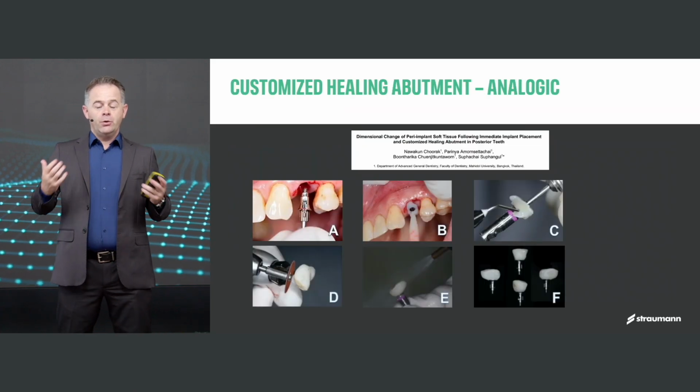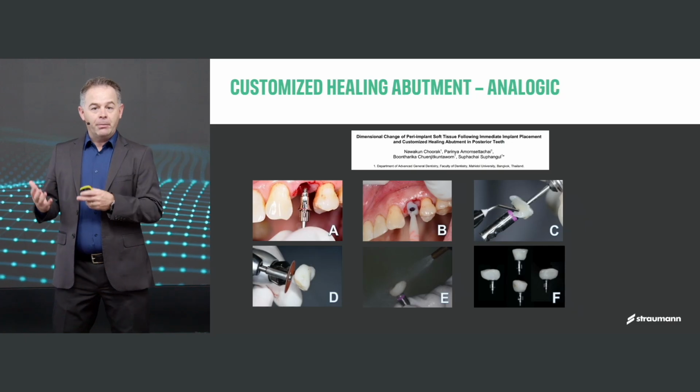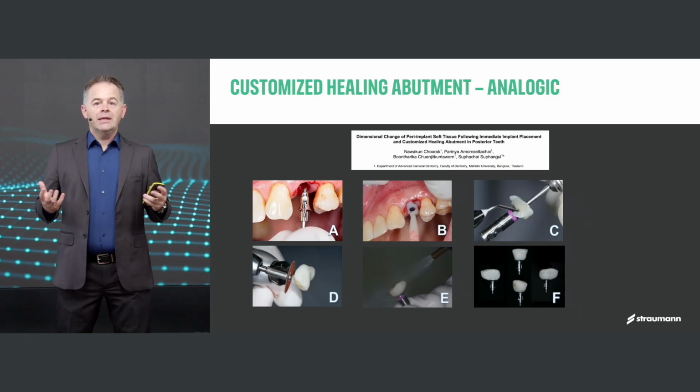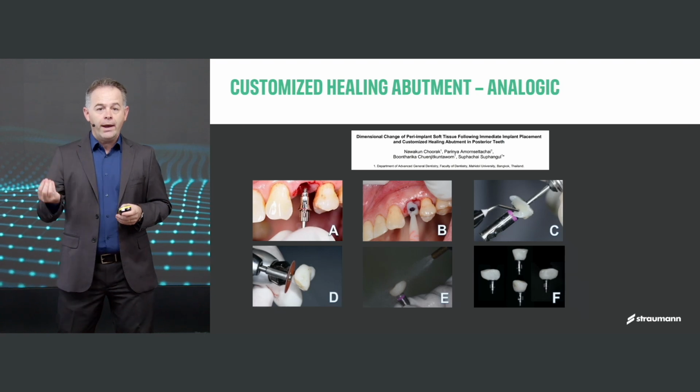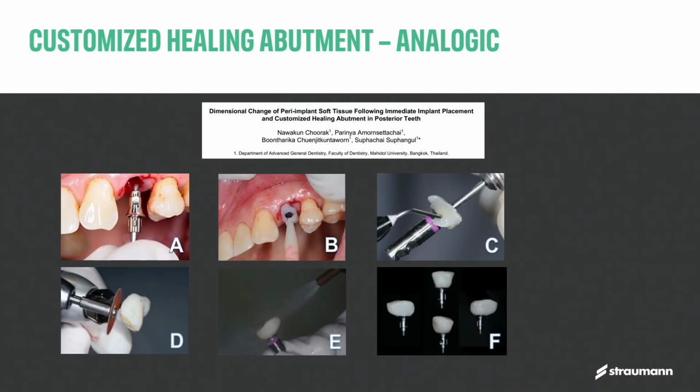Some clinicians are doing the customized healing abutment. The first way we commonly see is in the analogic way. You see the abutment being inserted right on top of the implant immediately after the surgery. And then what you see next, the clinician is applying light-curing composite to seal that socket. Later he removes this and then also shapes the emergence profile.